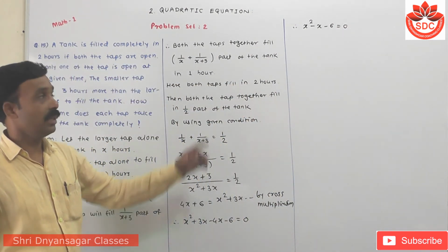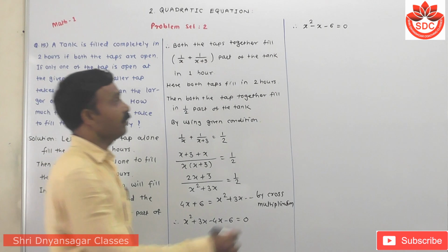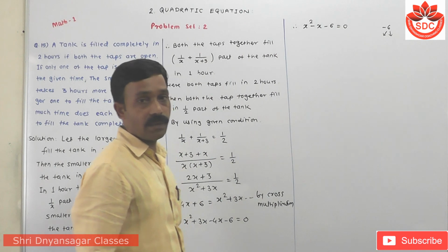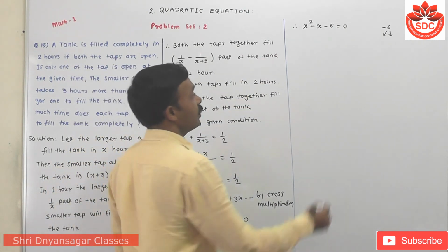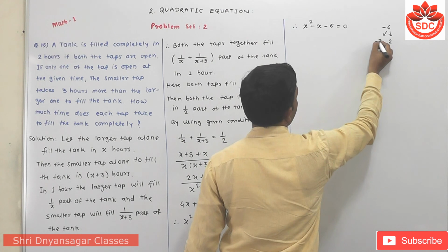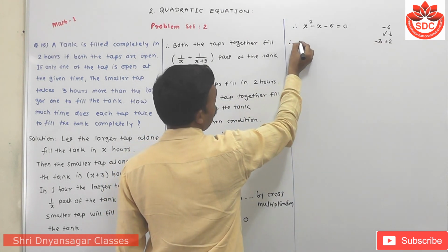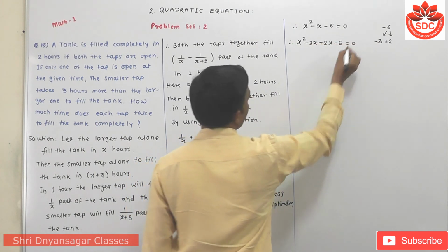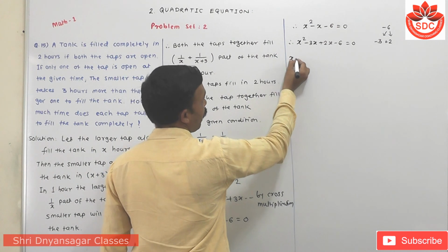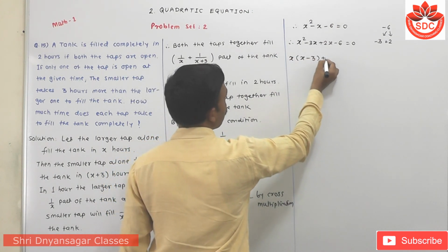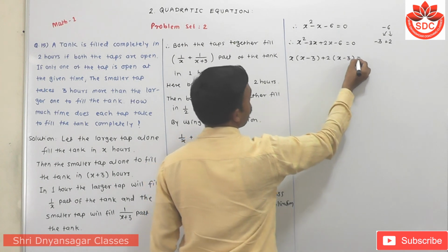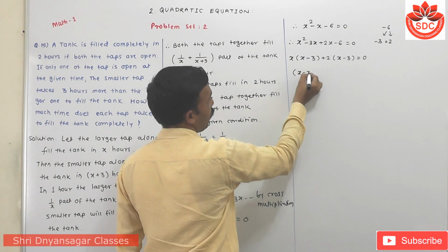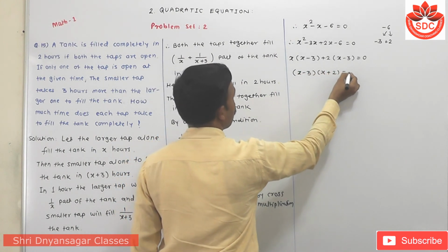Here a is 1 and c is minus 6, so the product is minus 6. Find the factors of minus 6 whose sum is minus 1. It is so simple: 3 and 2, using the signs minus and plus. Split the middle term: x square minus 3x plus 2x minus 6 is equal to 0. Take x common: x into x minus 3 plus 2 into x minus 3 is equal to 0. Then take the bracket common: x minus 3 into x plus 2 is equal to 0.